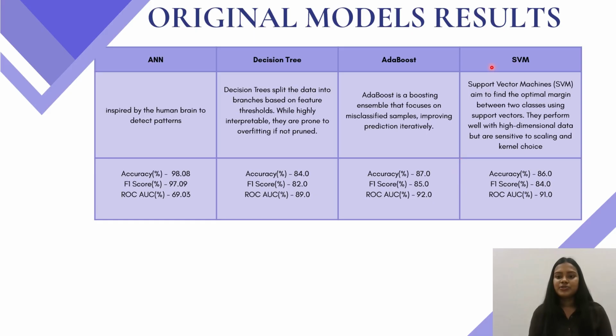And now we are coming to SVM. SVM stands for support vector machine. It aims to find the optimal margin between two classes using support vectors. They perform well in high dimensional data, but are sensitive to scaling and kernel choice. Accuracy of SVM is 86%, whereas F1 score of SVM is 84%, and ROC-AUC is 91%.